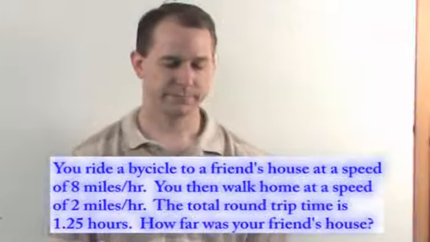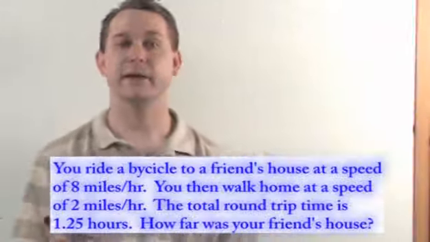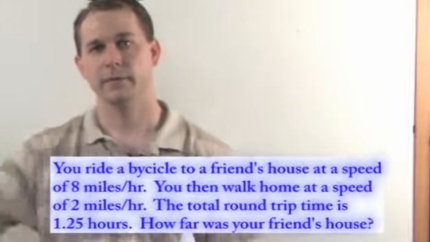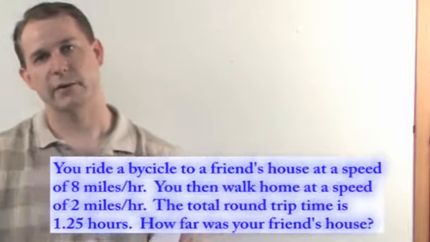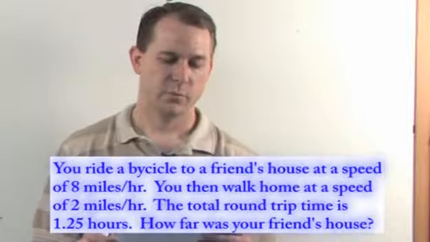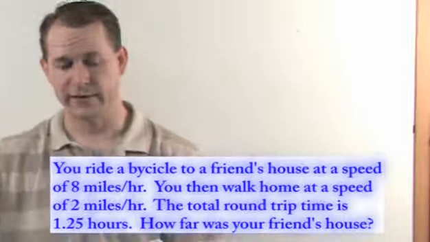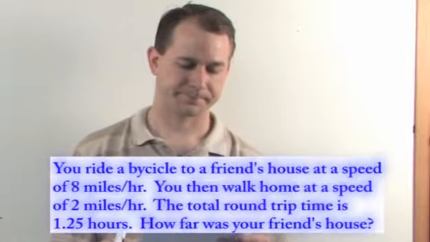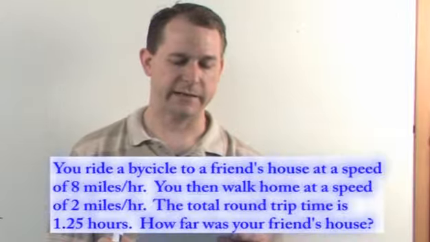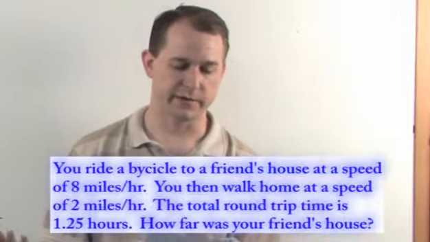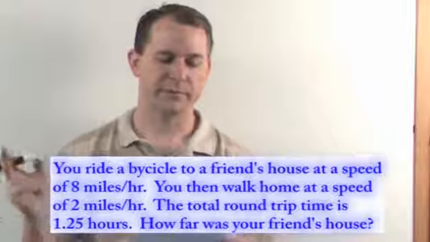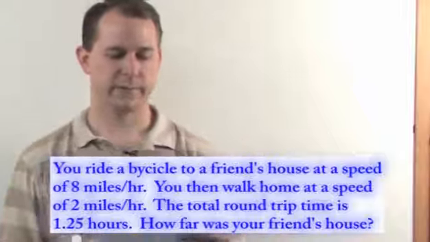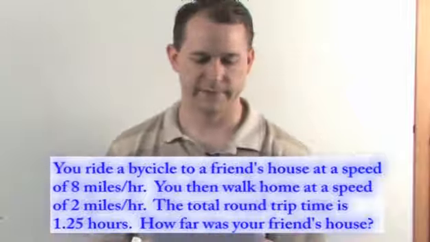You ride a bicycle to a friend's house at a speed of 8 miles an hour. So you're here, friend's house is over here, you're going 8 miles an hour to a friend's house, okay? Then once you get to your friend's house, you turn around and you walk home at the speed of 2 miles an hour, which is slower than the bike, obviously. The total round trip time is 1.25 hours. How far was your friend's house?